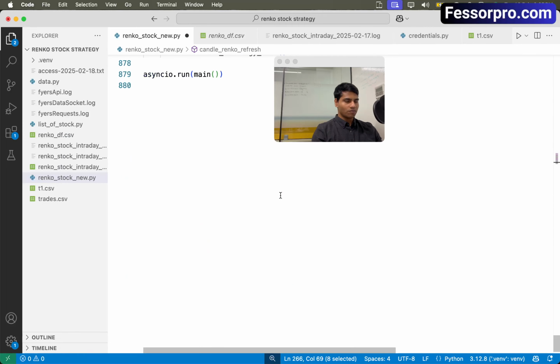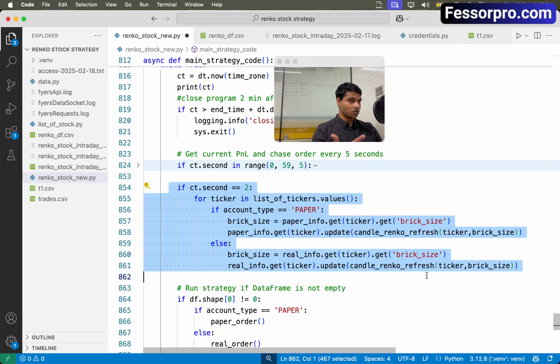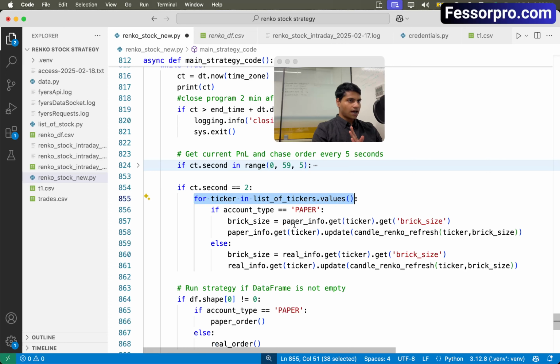So if you go to my main function, I have written this code which should execute every minute, when the second is equal to 2. I'm going through the list of all the tickers and getting the brick size first. Once I get the brick size from the paper info or the real info variable, I'm calling this candle Renko refresh function.